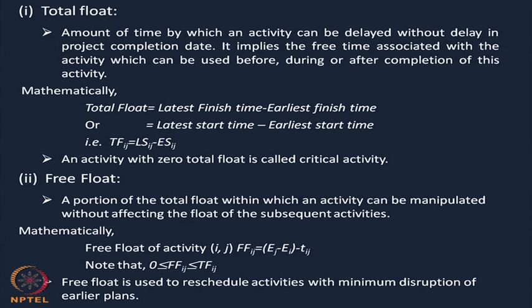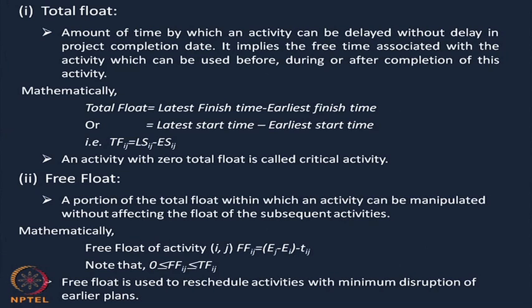So, to find out the critical activity, we can calculate the total float also. Total float is equal to latest finish time minus earliest finish time, or latest start time minus the earliest start time. The next one is the free float. What is the free float?